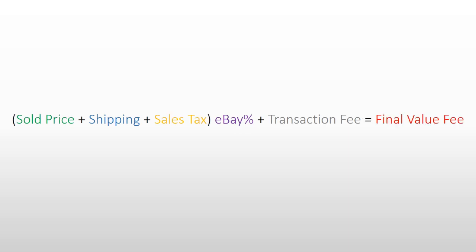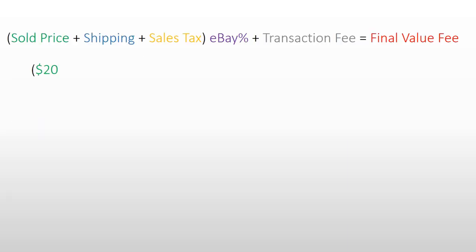So to sum it all up, it's the total the buyer paid times eBay's percent fee plus the transaction fee, and that is going to equal your final value fee. Now I'm going to give you some numbers here just to run through the math and give you an example of what this might look like. Say you sold an item for $20 and it costs $5 to ship. Now people might be saying, why is eBay taking a fee off shipping?